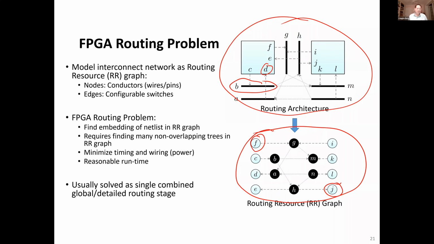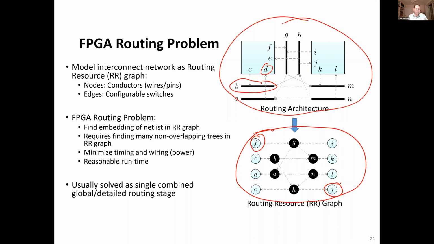We want to minimize the delay, so make our circuit as fast as possible, particularly on the critical path, things that our timing analyzer said are critical. We'd also like to minimize the amount of wiring, first so we don't run out of it, and secondly to minimize power. Because these graphs are very large, millions of nodes, and we're searching for hundreds of thousands or even millions of trees within them, runtime's a big issue. So keeping runtime reasonable is a challenge.